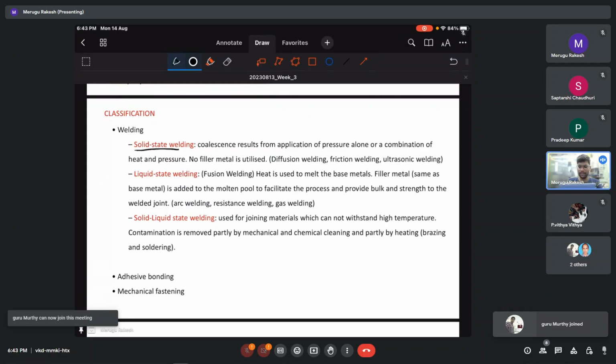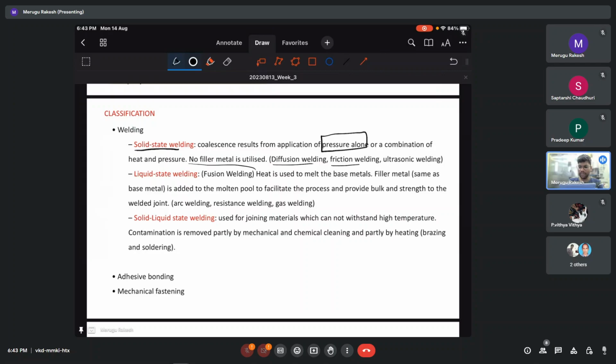Coalescence results from the application of pressure alone. No filler metal is used. This is also called diffusion welding, friction welding, or ultrasonic welding. This is called solid state welding.